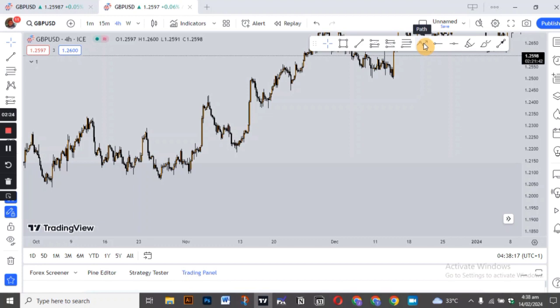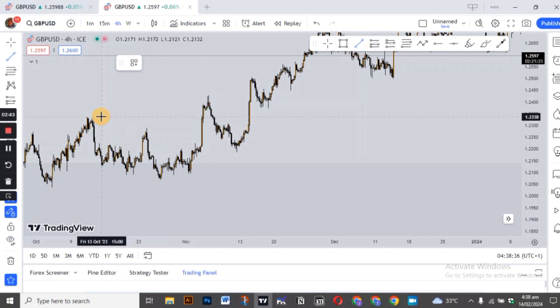The number one thing that I note is break of structure. I note break of structure, then on the break of structure on its own, imbalance, sweep of liquidity. Those are the things I note when I want to take my trade.